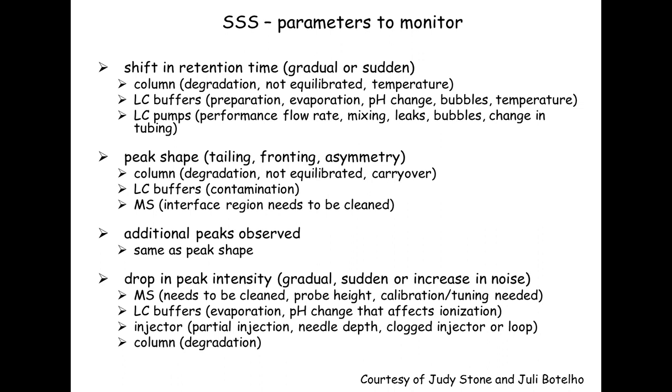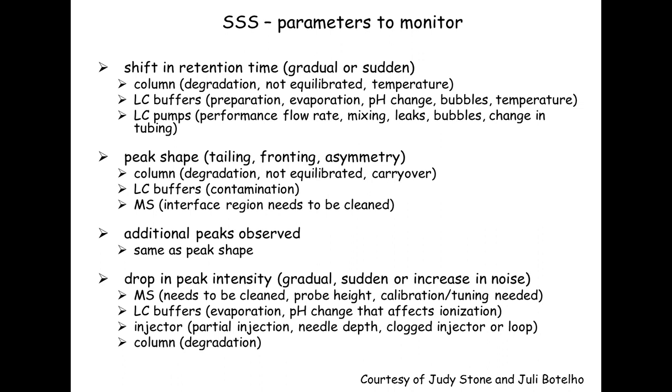And so parameters that you can monitor for the system suitability sample are a shift in retention time. This could be gradual or sudden. And there's a number of different reasons that the retention time could shift, and they're seen here. It could be the column degrading. It could be that your LC buffers are evaporating, or there's been some kind of pH change. It could be that your LC pumps are not mixing properly, or there's a leak somewhere.